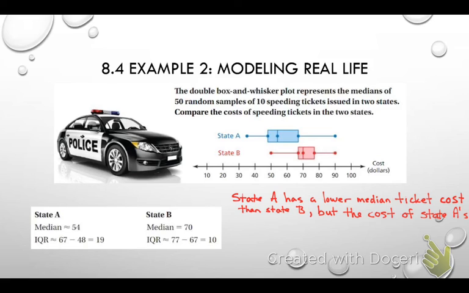Let me just make sure I'm not missing anything on that one before I turn off the video. Yeah, that's pretty much it. So you can conclude that the cost of speeding tickets varies more in state A and had a higher IQR, but speeding tickets generally cost more in state B. I just said the opposite earlier, that state A had the lower cost of speeding tickets. That's all we need to know from 8.4.